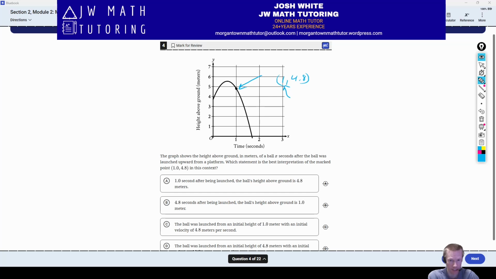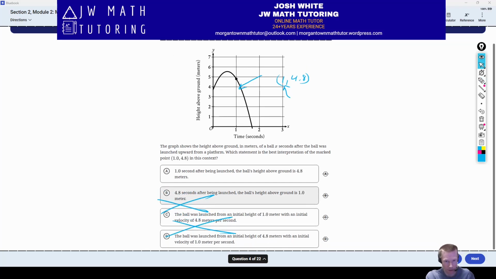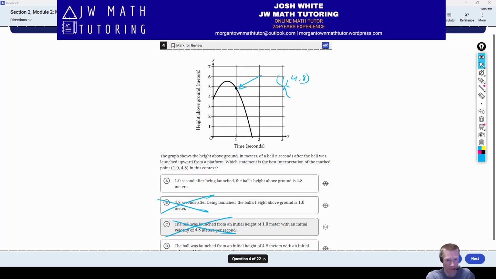So when we're looking at the answer choices down here, we need something with like 1 second. So B is obviously wrong. B says 4.8 seconds. No, that doesn't make sense. C, 1 meter. Again, no, that was wrong. D, we can't quite read the full thing. If I scroll down, launched from an initial height of 4.8 meters with an initial velocity. No, again, it's got to be 1 second. So the correct answer for this one is just going to be A.